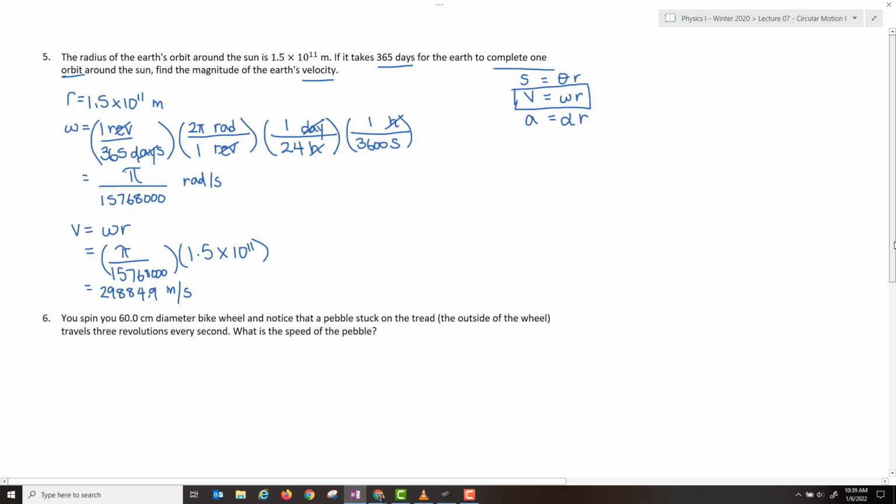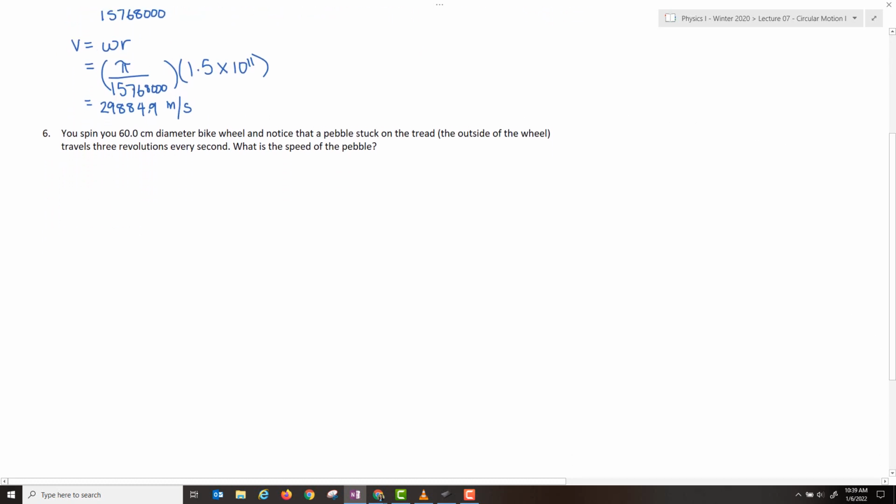All right, question number 6. You spin your 60 centimeter diameter bike wheel. Right away I'm going to write down what the radius is. My radius is half that amount, which would be 30 centimeters. I'll change that into meters, so it'll be 0.3 meters. And notice that a pebble stuck on the tread outside of the wheel travels 3 revolutions every second.